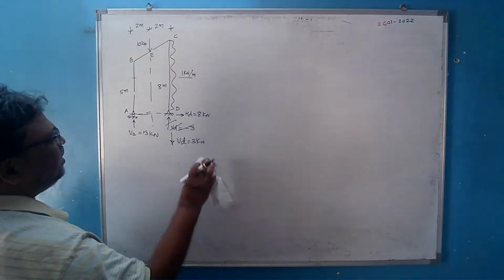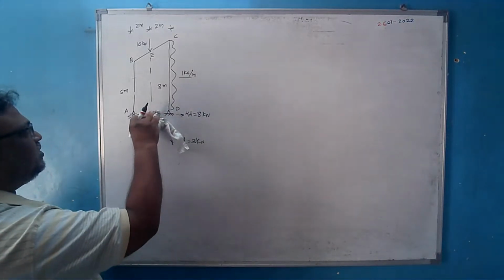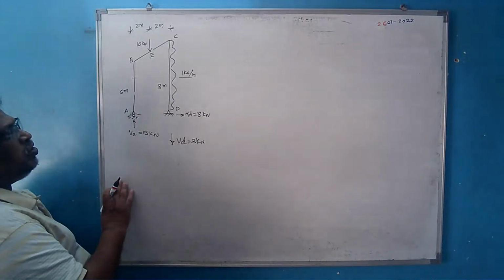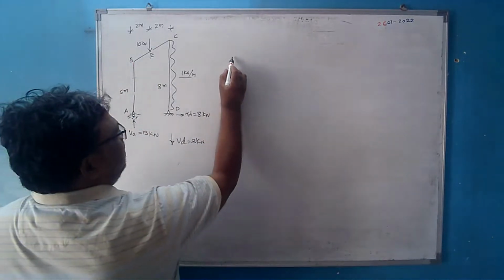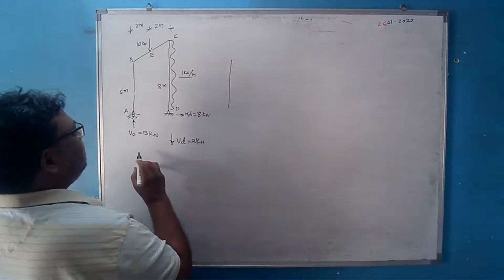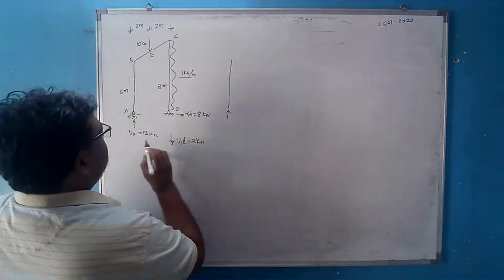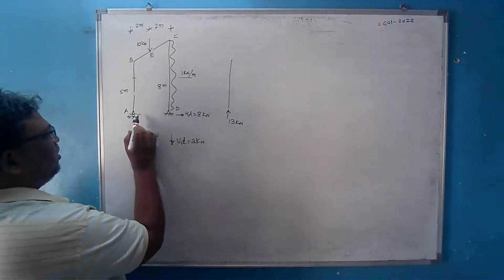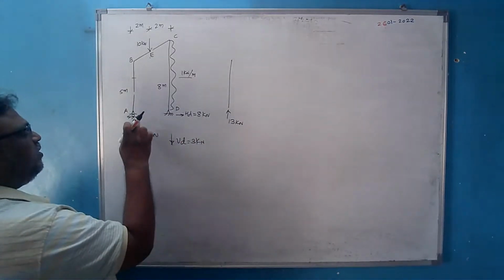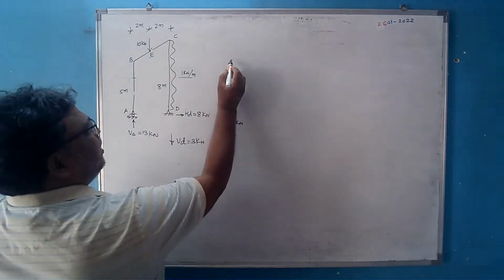What will we do next after getting these support reactions? How many parts will we break it into? We will break this system into three parts. One is this vertical member. This is VA, which is equal to 13 kilonewton. There is no horizontal force or couple acting here, only a vertical force.